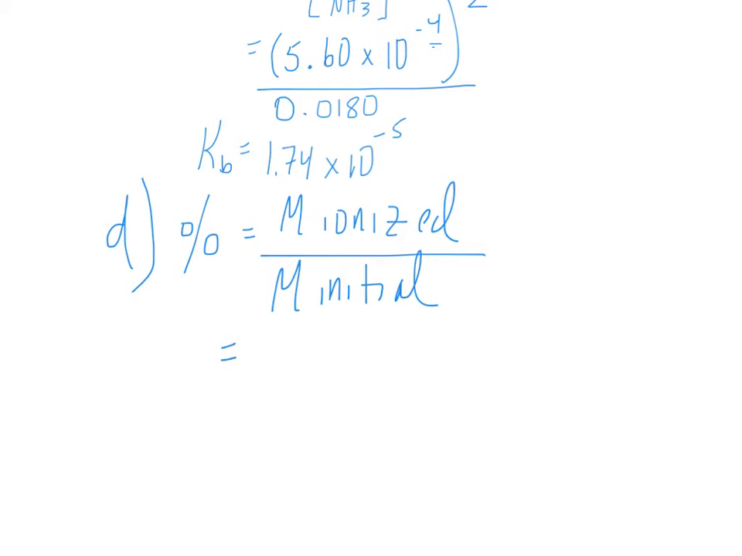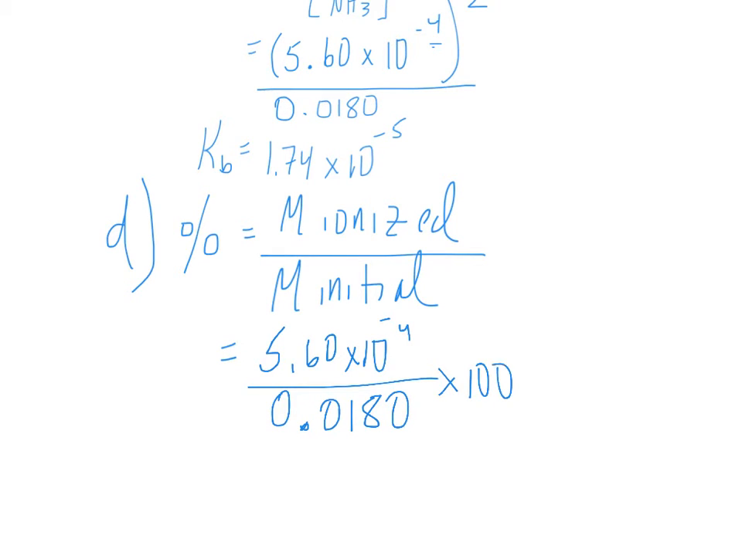So the percent ionization is simply the part over the whole times 100, right? Because percent is always part over whole times 100. When you do the math on this, you should get 3.11%.